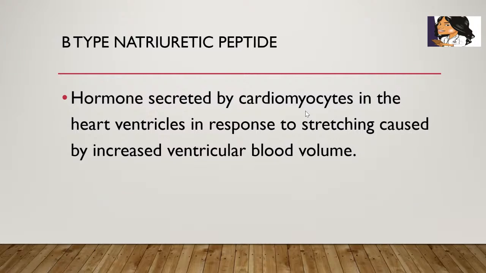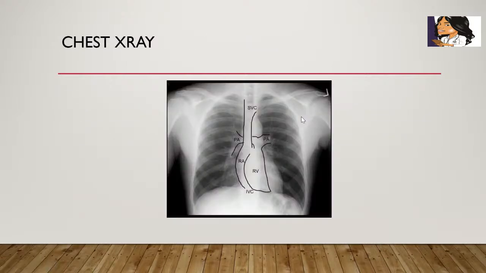All right. So BNP, a hormone secreted by cardiomyocytes, that's cells of the heart, in the heart ventricles in response to stretching caused by increased ventricular blood volume. Remember, the patient has heart failure, so of course he has increased ventricular blood volume. That's why we're giving him the digoxin, because we're trying to get it out. Okay? Of course the patient does.